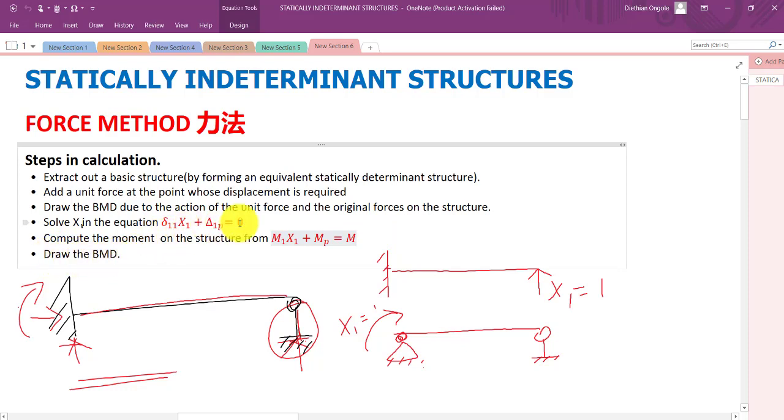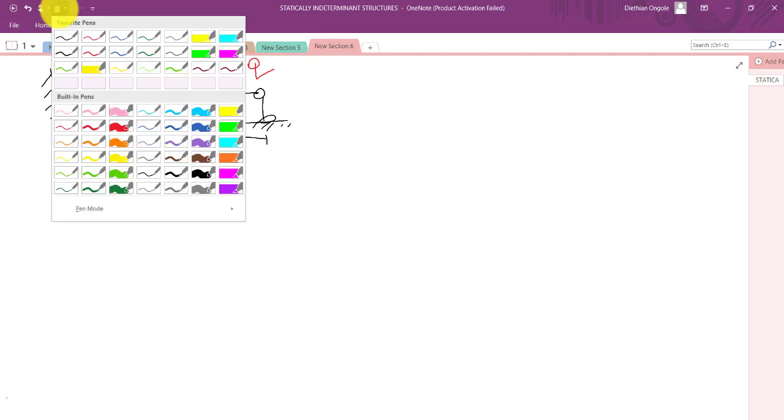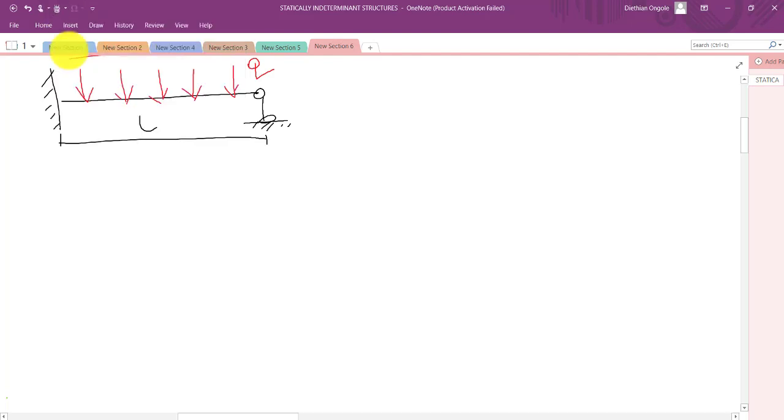So let's look at this by means of an example. Assuming that we have this as our first example, and they require us to draw the bending moment diagram. If we are to use the first method, the first thing is that we need to come up with a basic structure. For that case, we know that this one is of 1 degree indeterminacy, since this one has got 3 reactions, and at this point we've got 1.